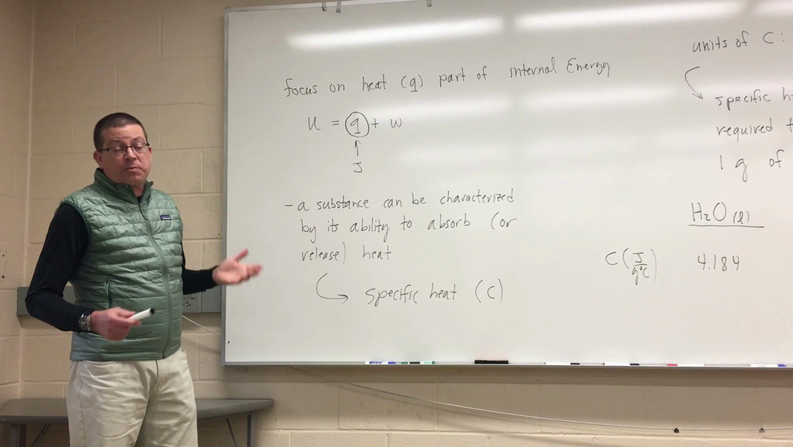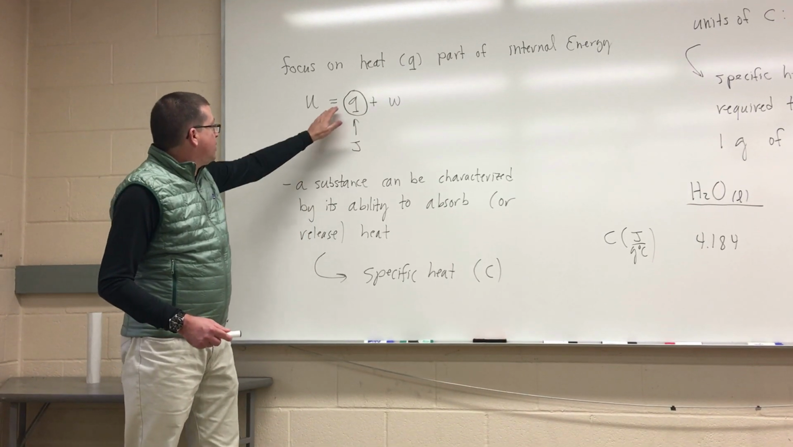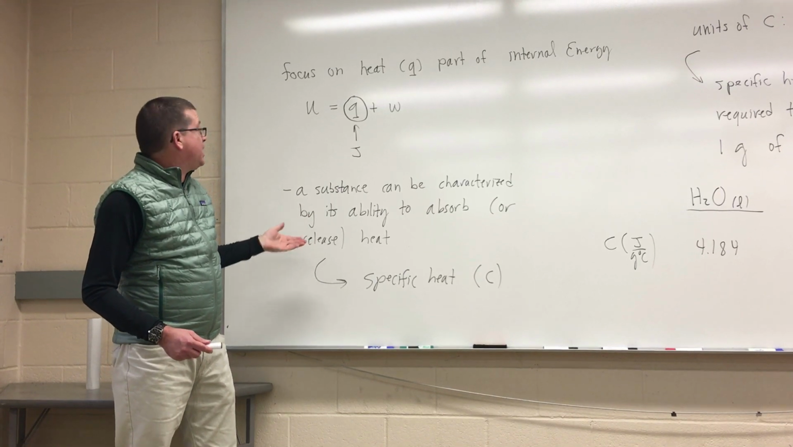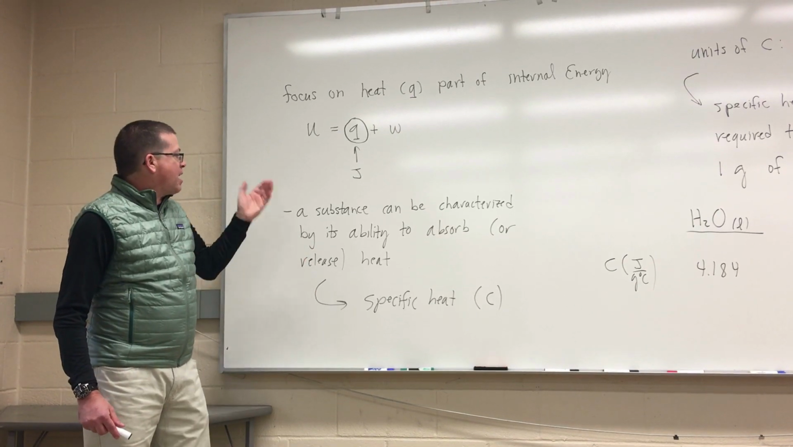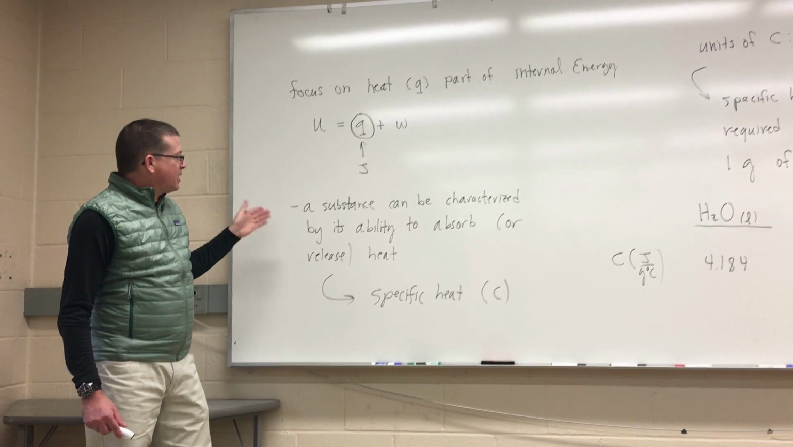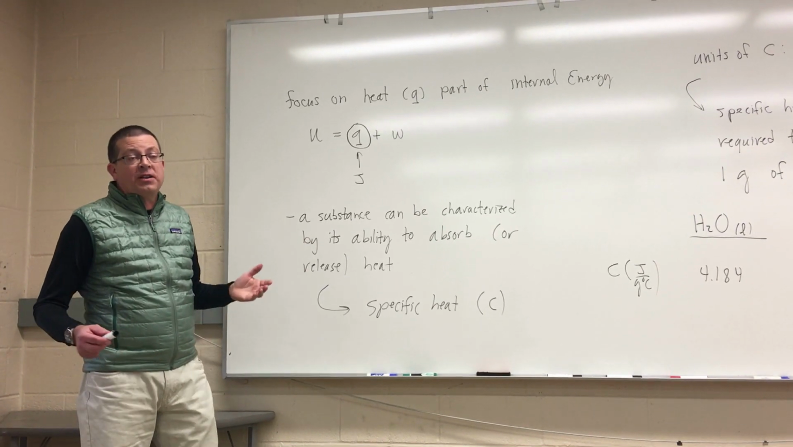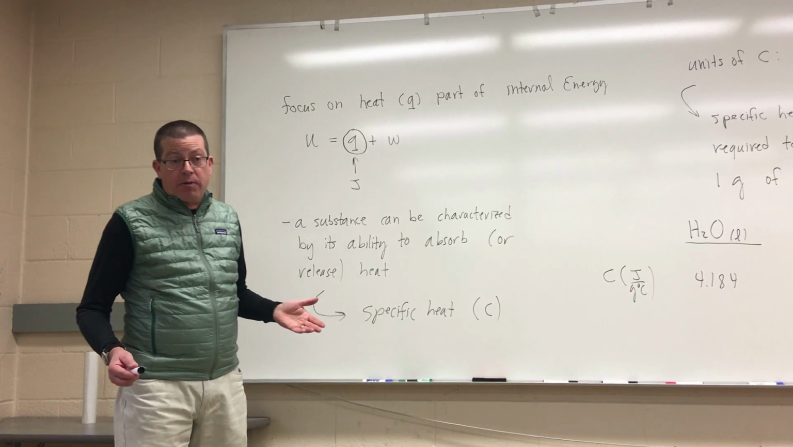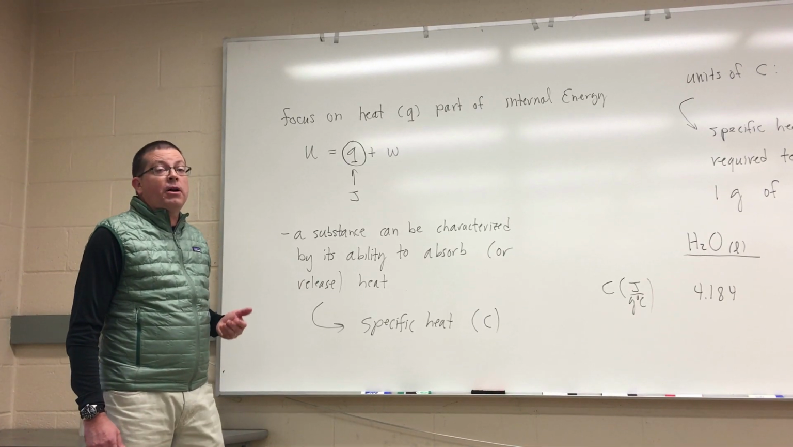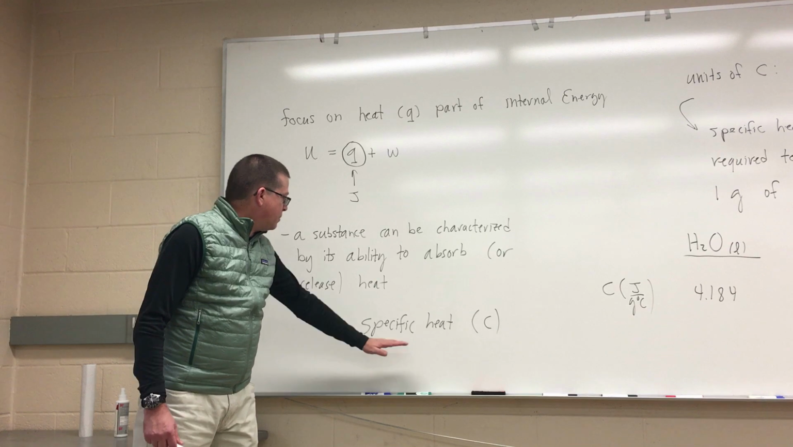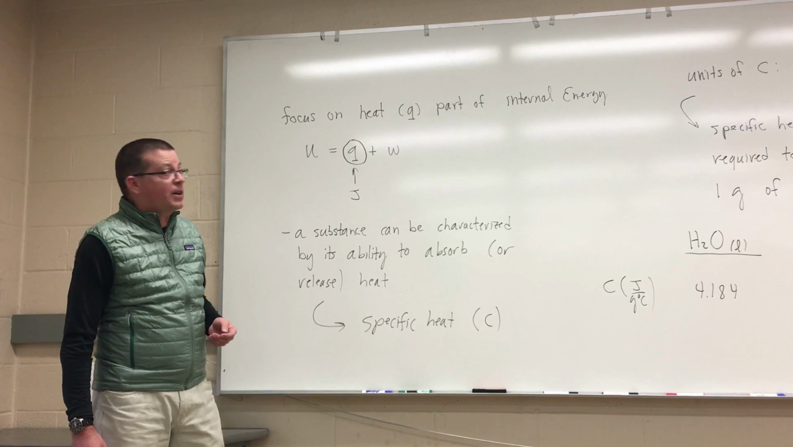We're going to find out that there are experiments we can do where we can make the work term go away and focus on the Q, or the heat term, as a means of obtaining a value for internal energy. One thing we have to think about when we talk about heat is that any substance can be characterized by its ability to either absorb or release heat. Some substances absorb heat quite readily, other substances don't. The capacity to absorb or give off heat is given by what we call the specific heat, which is a property of a particular substance.